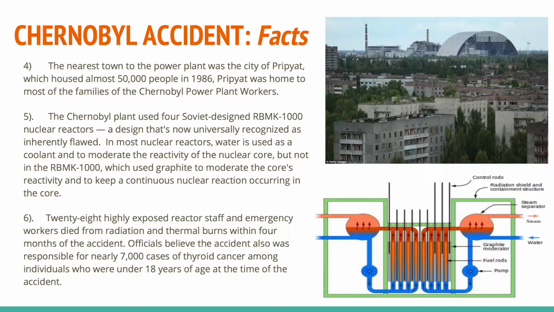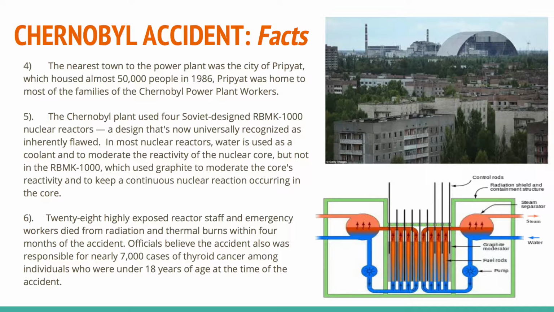Inside the Chernobyl nuclear power plant, the Soviets used the design of the RBMK 1000 nuclear reactor, a design now universally recognized as inherently flawed. In most nuclear reactors, water is used as a coolant and to moderate the reactivity of the nuclear core, but the RBMK 1000 used graphite to moderate the core's reactivity and to keep a continuous nuclear reaction occurring in the core. Much more effective than other models, but also more dangerous.